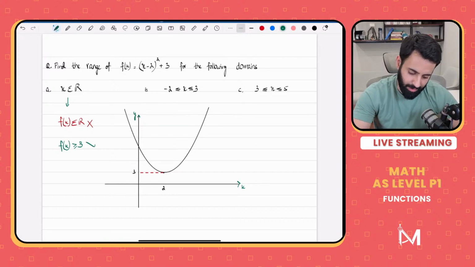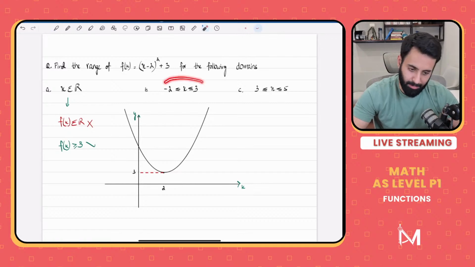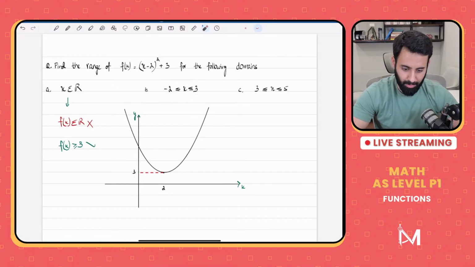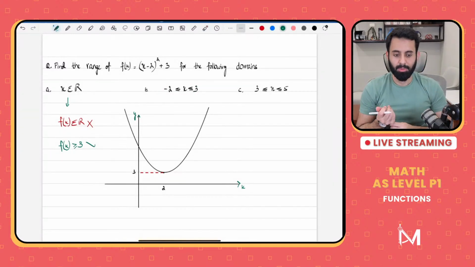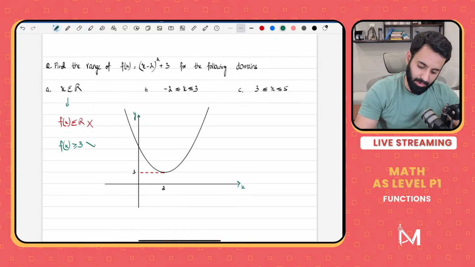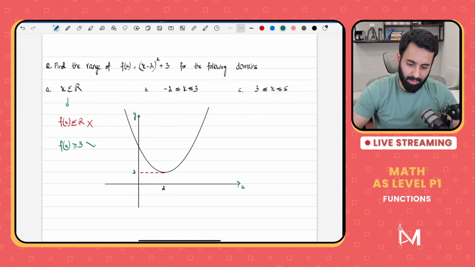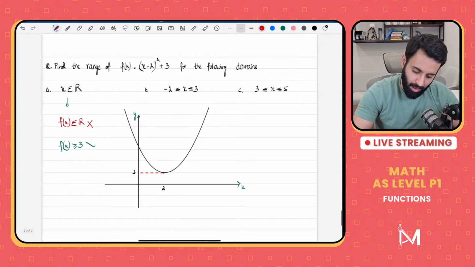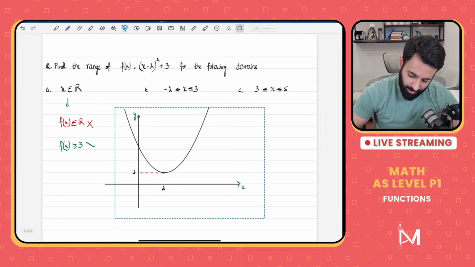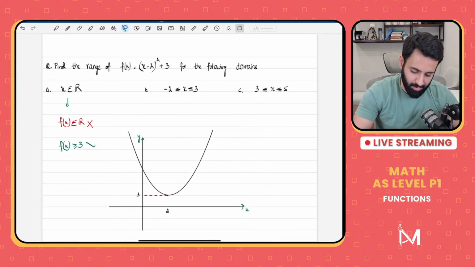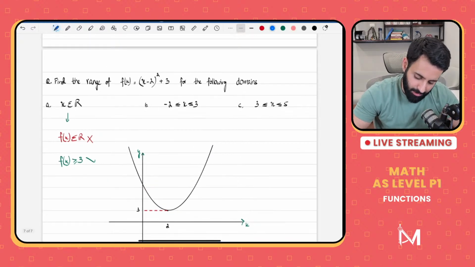Now, let's say the domain is from -2 to 3. If the domain is from -2 to 3, let's see if we can do the following. How about I plug in -2, I plug in 3, and then I give the answer in range form. Let's see if we can do that. So let's plug in -2. If you plug in -2, you will get 19. And then if you plug in 3, you will get 4.